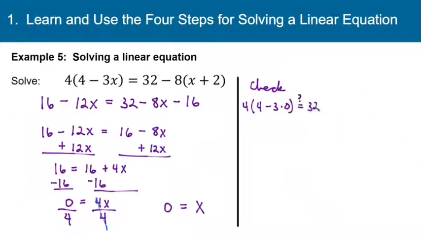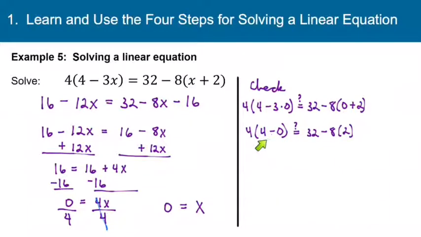So we'll put 0 in place of the variable, and now let's go ahead with order of operations. Inside the parentheses here, I have subtraction and multiplication. Of course, multiplication has to come first. So 3 times 0 is 0. On the other side of the equal mark, we also have parentheses, and in here we have 0 plus 2, so of course that's 2. So we'll have over here 32 minus 8 times 2.